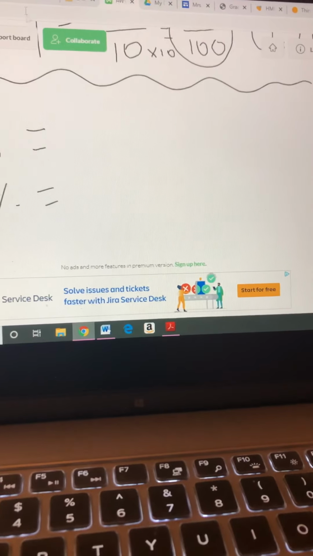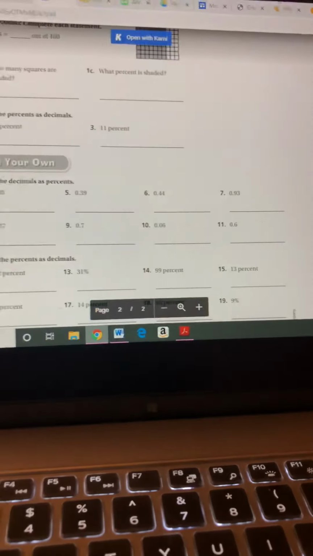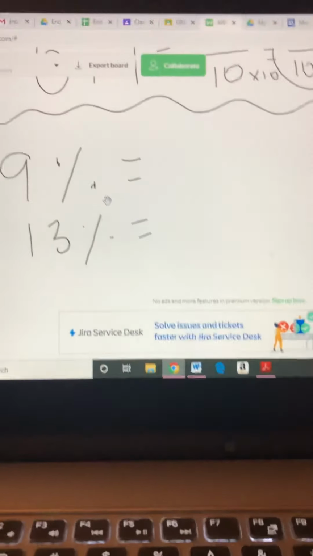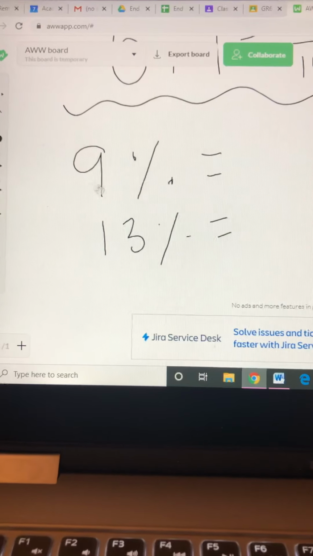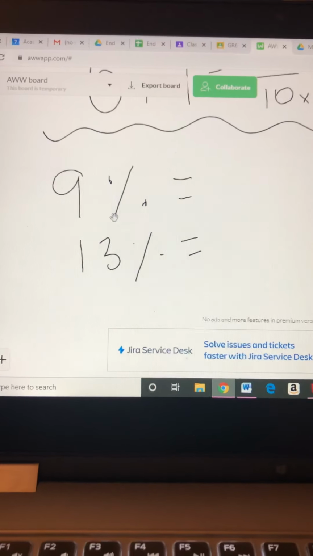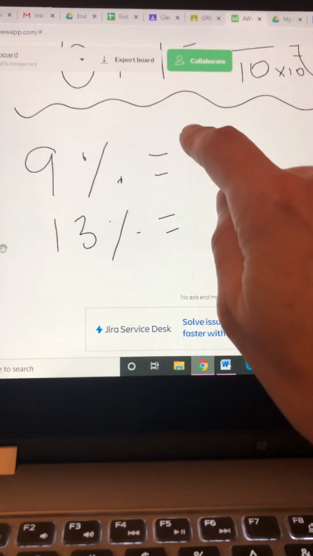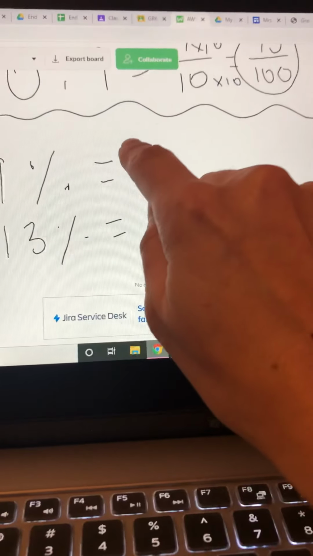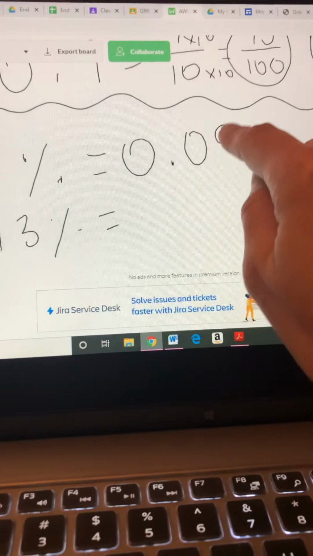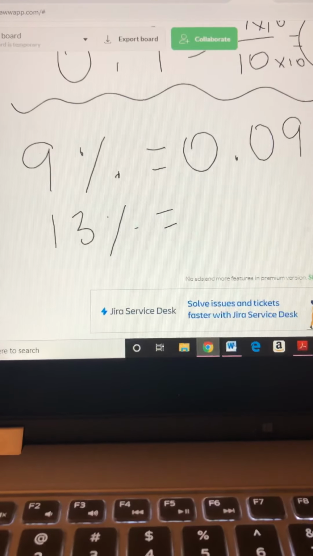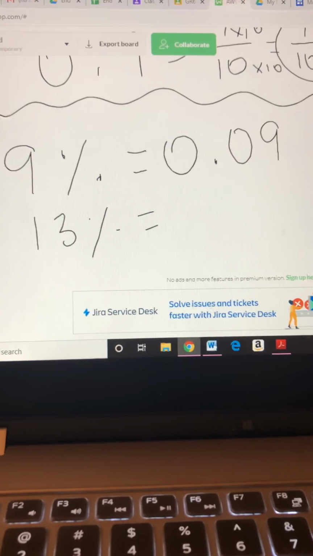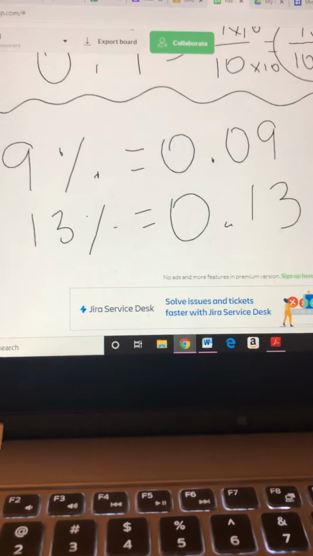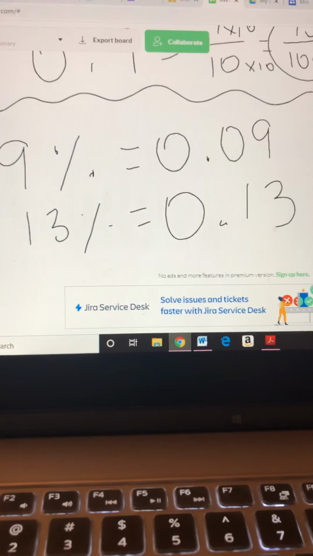Now down here, the second part that they wanted is for you to write the percents as decimals. Okay, so when you have 9%, it's a single digit, you're going to have to write this as a decimal. We're going to write it as 0.09 to represent 9% or 9 out of 100. 13% would be written as 0.13 because it's 13 hundredths or 13%.